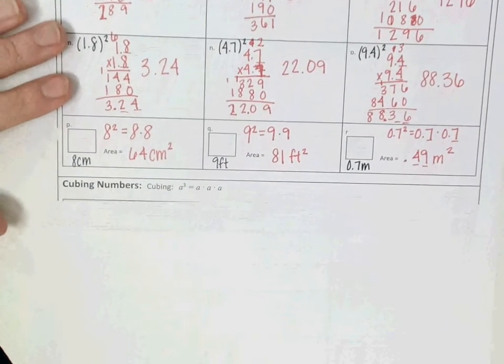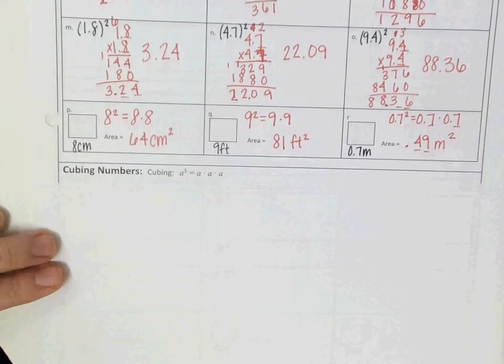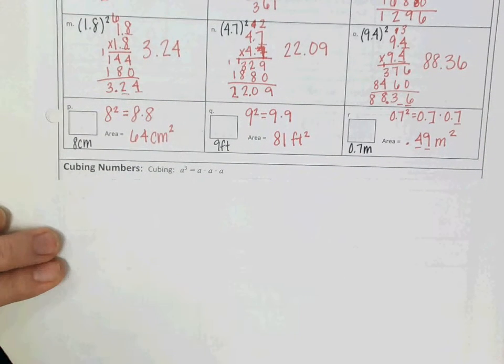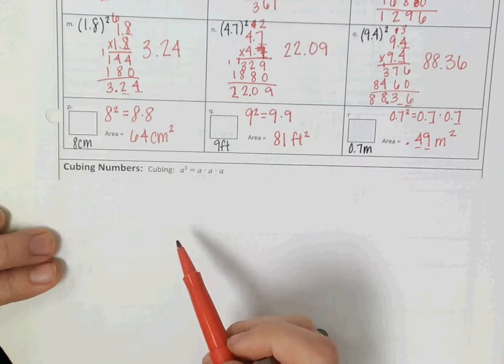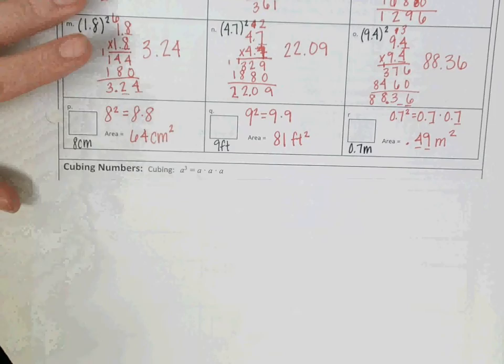So now let's move on to cubing, and cubing is very similar. We have a number to a power, but this time it's going to be to the 3rd power, which means we take that number times itself. We're multiplying 3 times here.